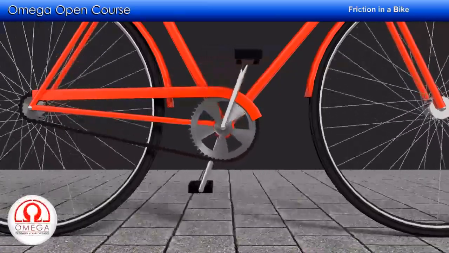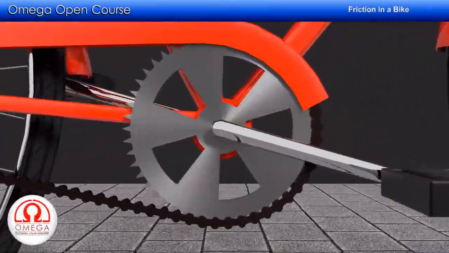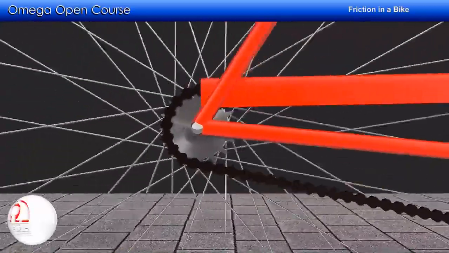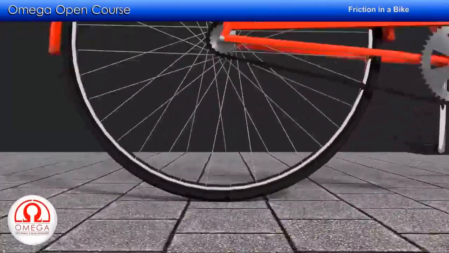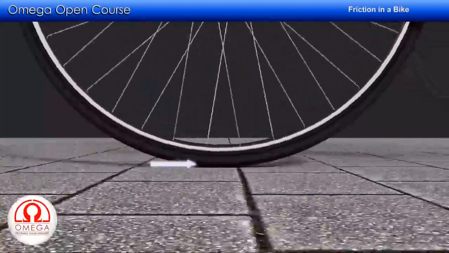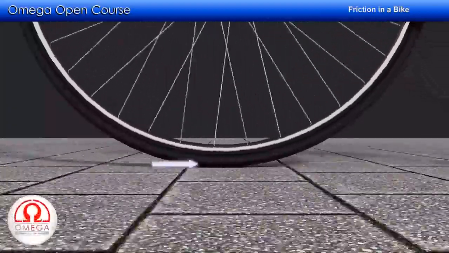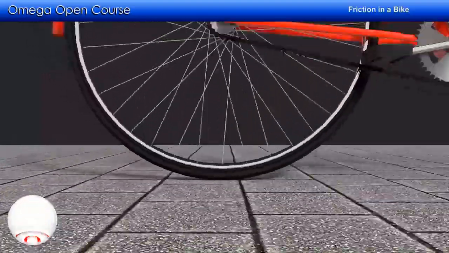When you drive a cycle, you rotate the pedal, which in turn rotates the chain ring. The chain ring pulls the chain, which rotates the rear sprocket, which in turn rotates the rear wheel. The friction from the ground applies force on the rear wheel to stop it from slipping. This force pushes the wheel forward and the cycle moves.